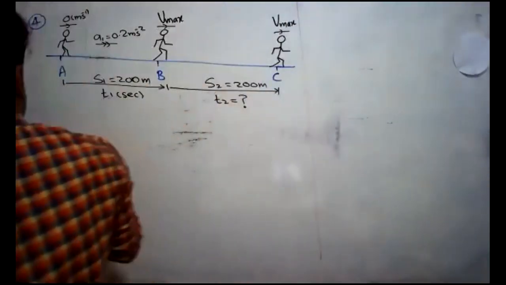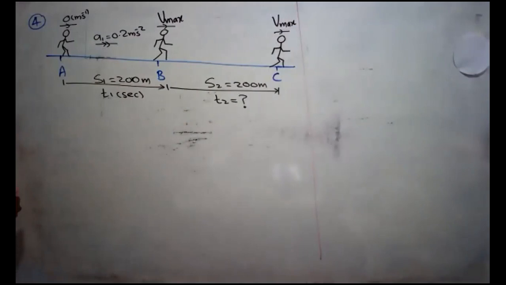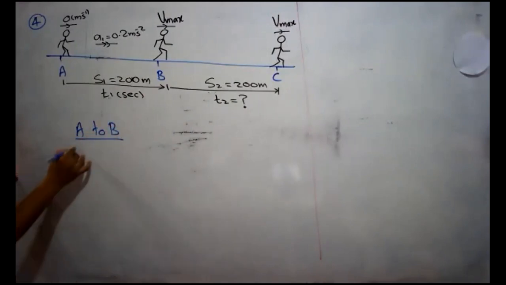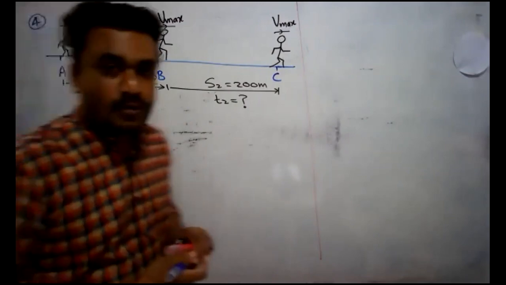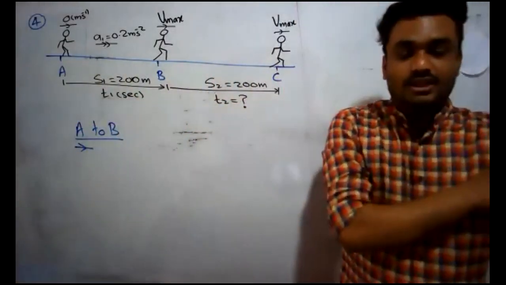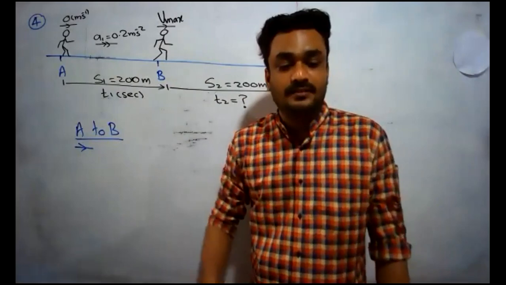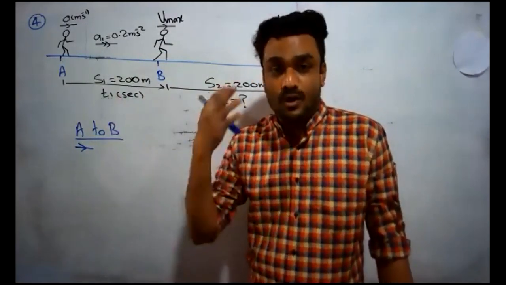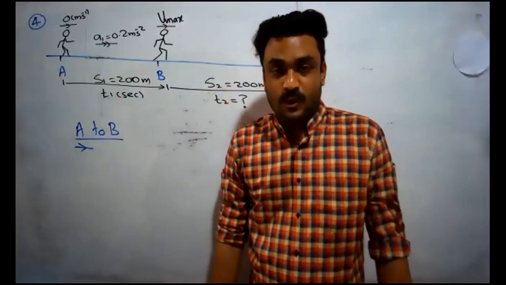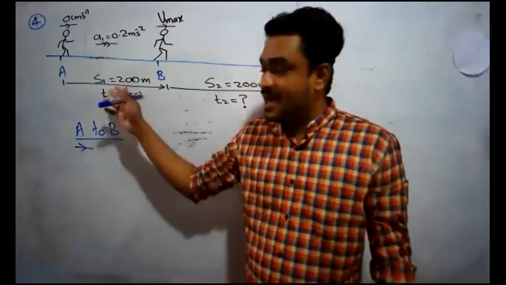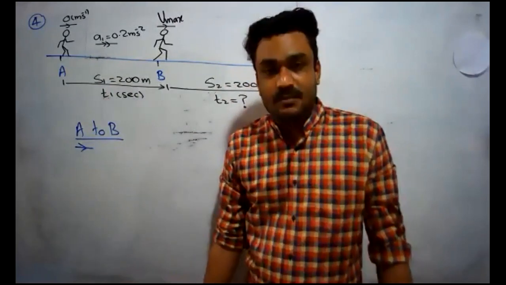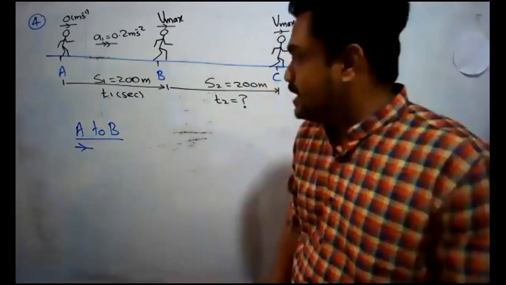Now, the time t1 is not given. Therefore, A to B, I should not apply any equation with the term t. Why don't I apply any equation with t from A to B, dear? What's the reason? Because t1 time is not given, sir. Very good. Because time is not given. So when time is not given, we should not use any equation with the term t as our first equation.